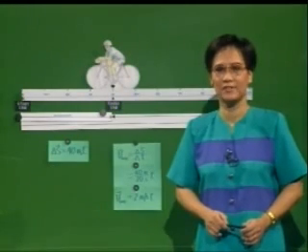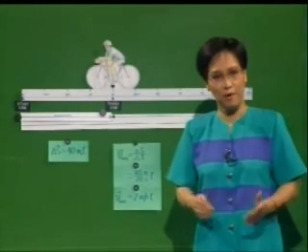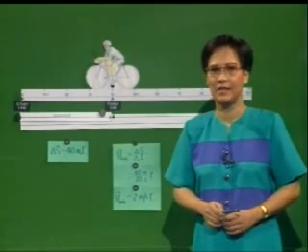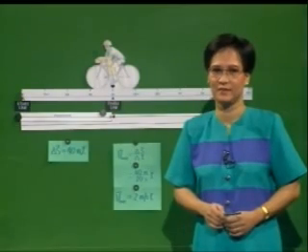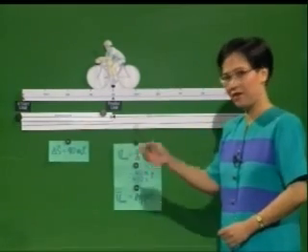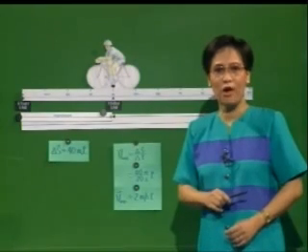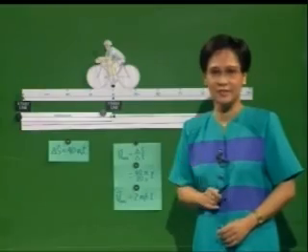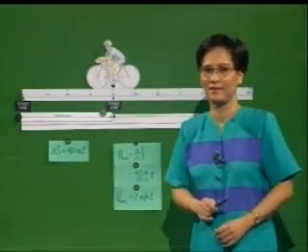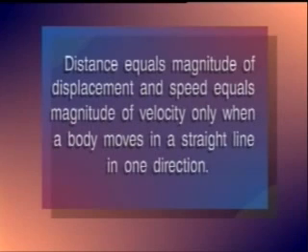Displacement, like velocity, is a vector quantity. Both have magnitude and direction. On the other hand, distance and speed are scalar quantities. Now, as you can see from our previous examples, the magnitude of the displacement is not equal to the distance, nor is the speed equal to the magnitude of the velocity. The distance is equal to the magnitude of the displacement, and the speed is equal to the magnitude of the velocity only when a body moves in a straight line in one direction.